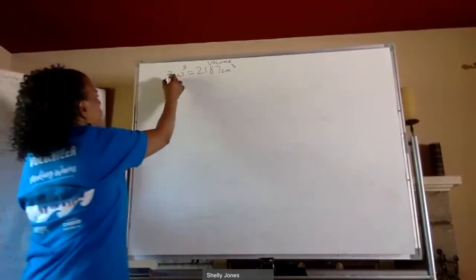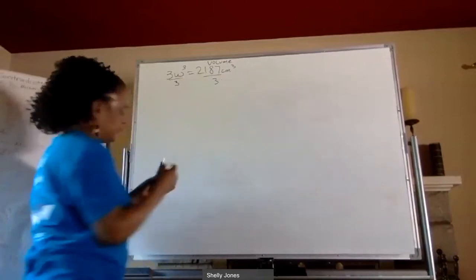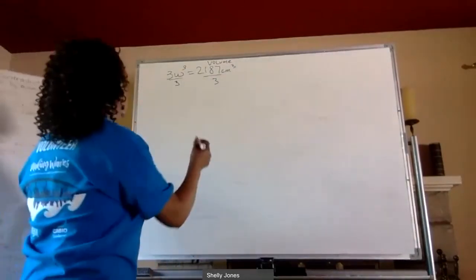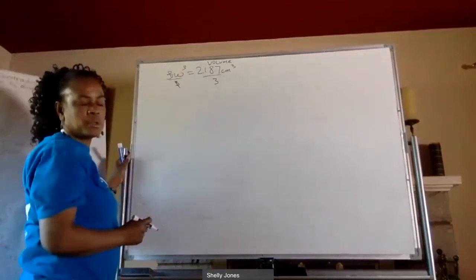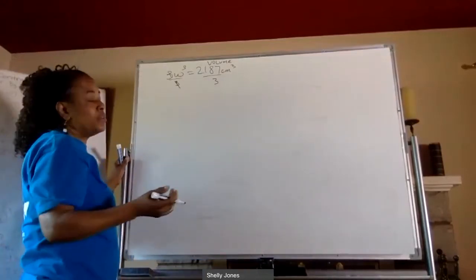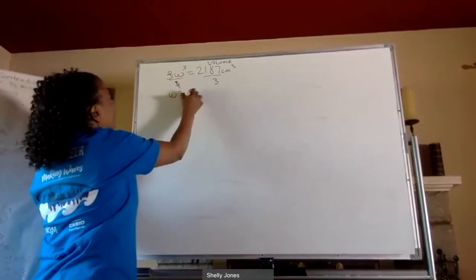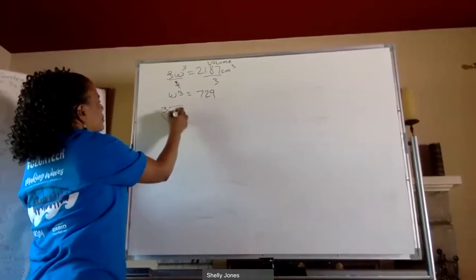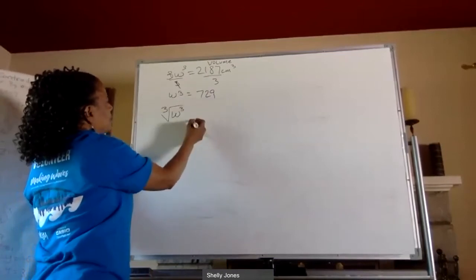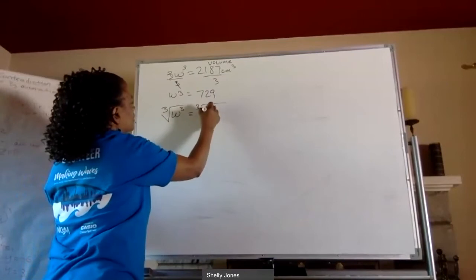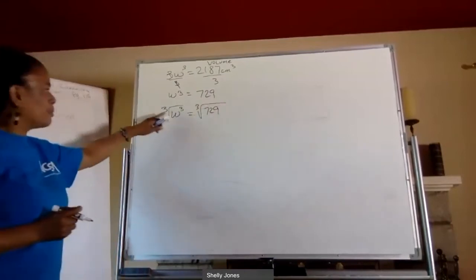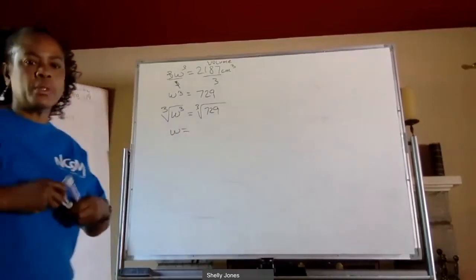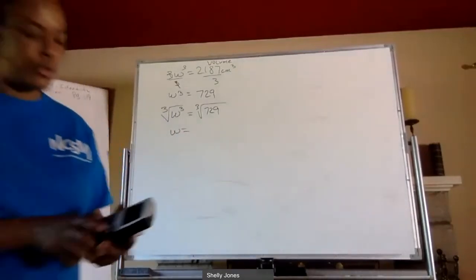Divide both sides by 3. So let's see, what do we have there? I have 729. That cancels. 3 divided by 3 is 1. 1 times W cubed is just W cubed equals 729. If I take the cube root of W cubed equals the cube root of 729. Well, the cube root of W cubed is W. And the cube root of 729, if you don't know that, you can use your calculator.